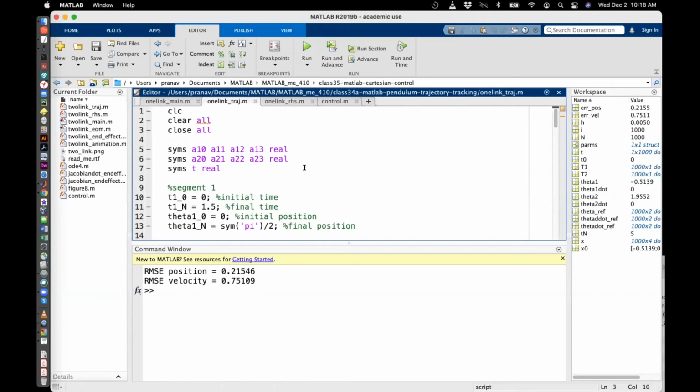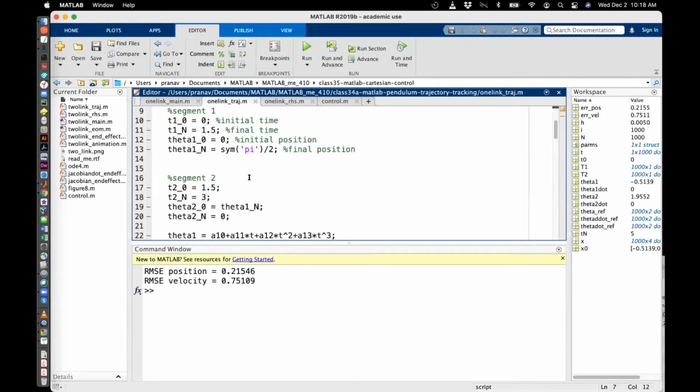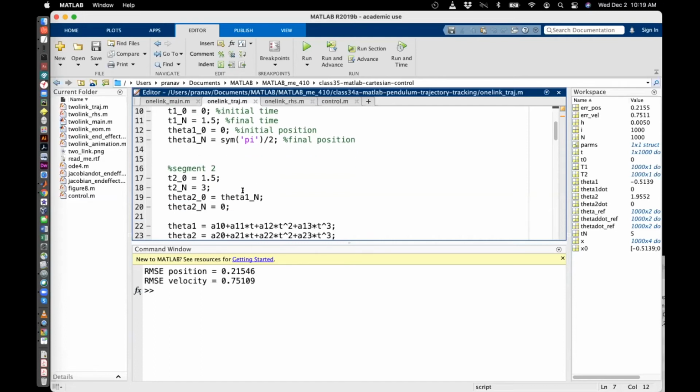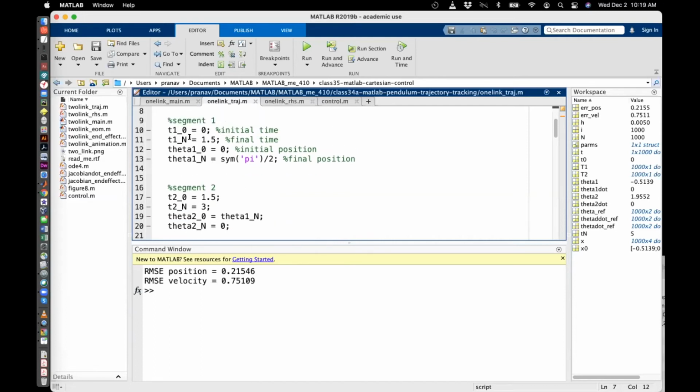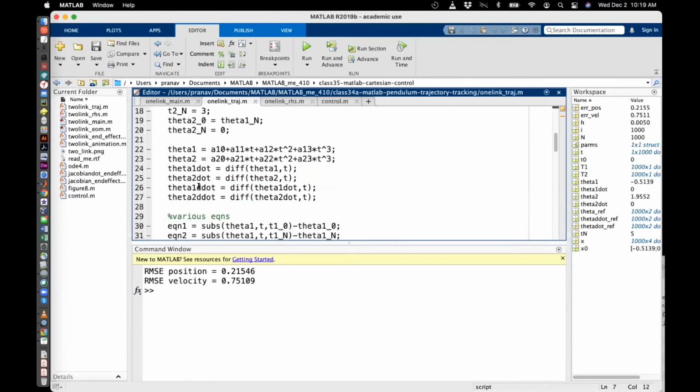So what I did was I basically used one link traj to generate the trajectory. You can see that I've defined symbolic variables for the two polynomials, and then I actually do this with MATLAB. I don't even write it down on paper. You can do this following this example. Define the start for the time, start for the angle, same for segment 2.